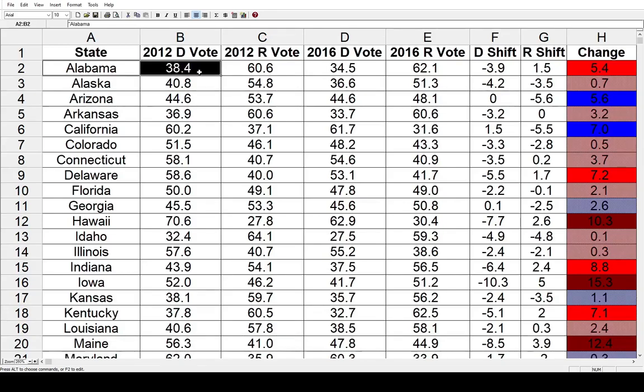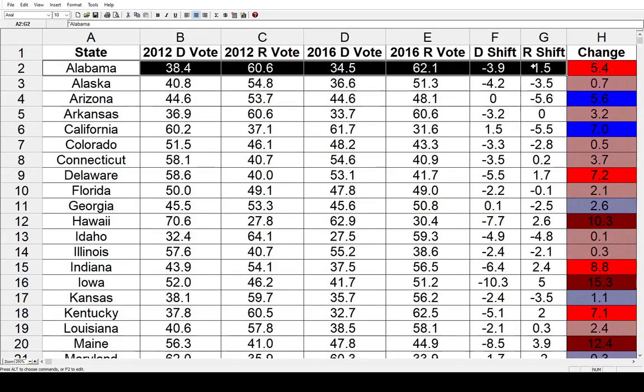In 2012, Barack Obama got 38.4% of the vote. Mitt Romney got 60.6%. Jump ahead to 2016, Hillary Clinton sank down to 34.5%. Trump ticked up to 62.1%. That's a net loss of 3.9% for the Democrats. Net gain of 1.5% for the Republicans. In total, that is a 5.4% shift toward the Republicans. Now we can go a little quicker through the rest of this.